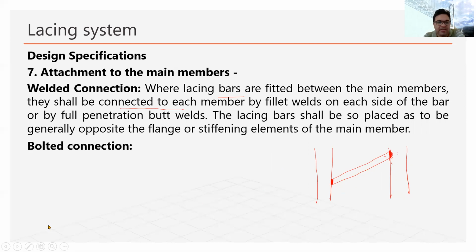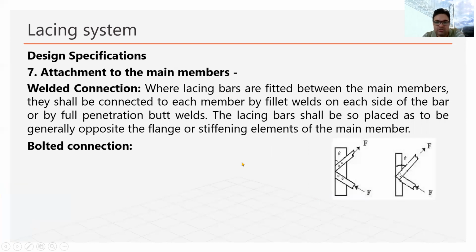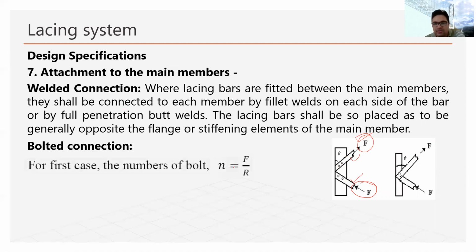Similarly, in bolted connection also, there are two ways through which we can connect lacing bars. The first way is this one. In this case you can see this lacing bar has its individual force and this bar has its individual force. So how do we find out the number of bolts? In this case, the number of bolts will be F by R, where R is the bolt value, and F is the force in the lacing bar.